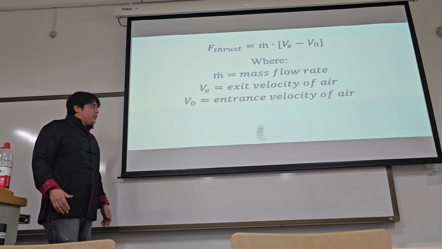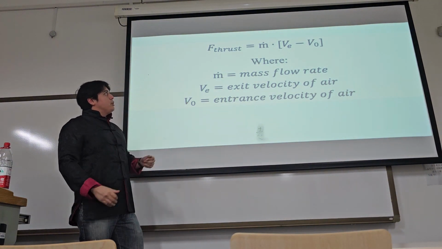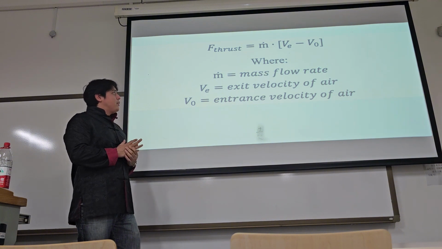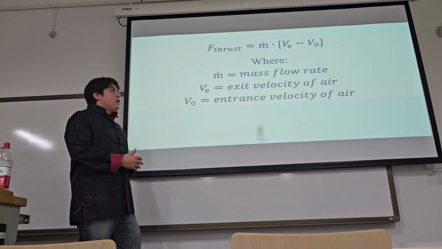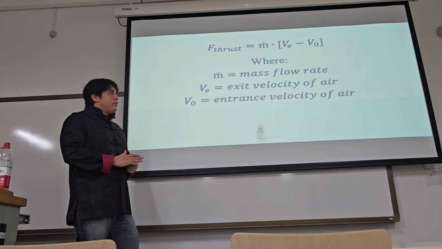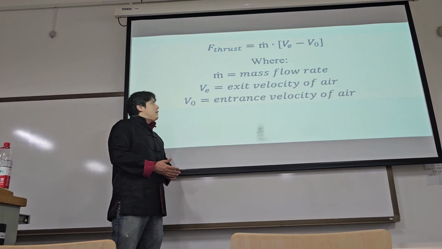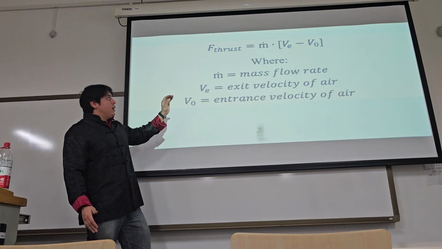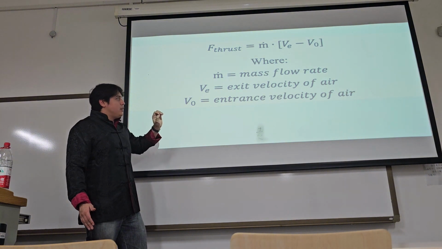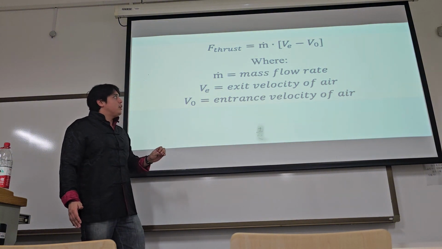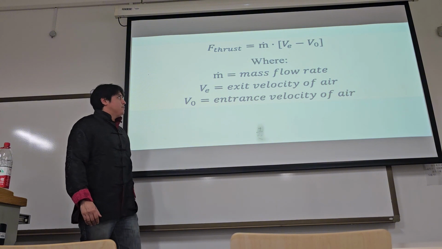And mathematically, we can see here that this is a general equation for thrust produced by a turbofan engine, in which the mass flow rate stands for the mass of the air and the fuel that is put inside the engine. Then we have the exit velocity, so we have to multiply the mass times the exit velocity of the air minus the entrance velocity of the air to obtain the force of thrust created by a turbofan engine.